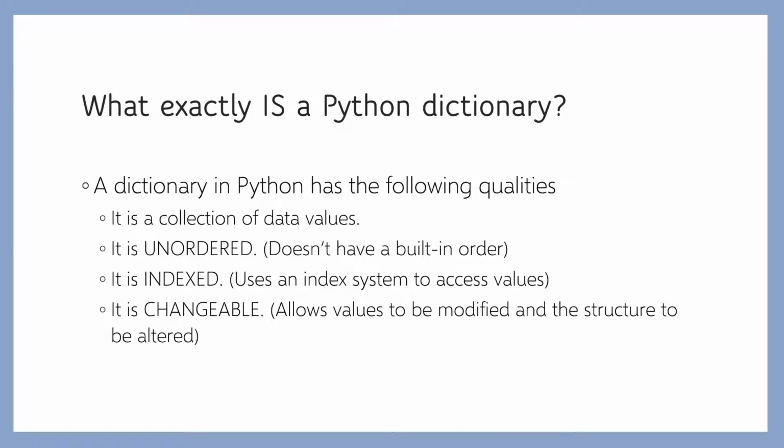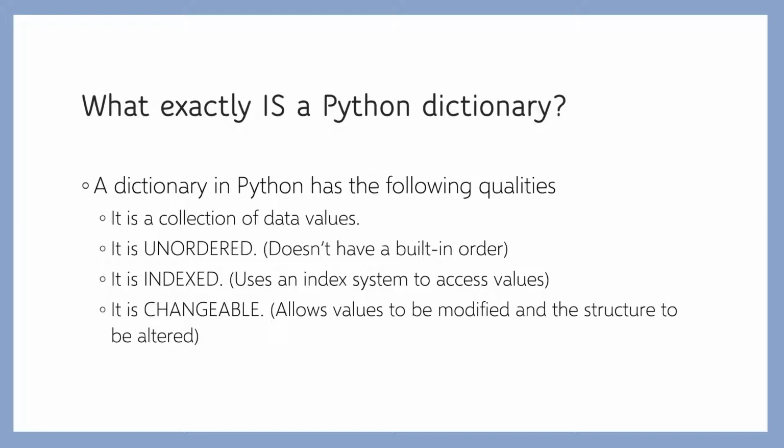So I've used a lot of abstract terms and just talked in really general aspects so far. But what exactly is a Python dictionary? Well, a dictionary in Python has the qualities listed on screen right now. It's a collection of data values, just like a list is. It is unordered, which is different from a list. This means that dictionaries do not have a built-in order to them. Lists do.